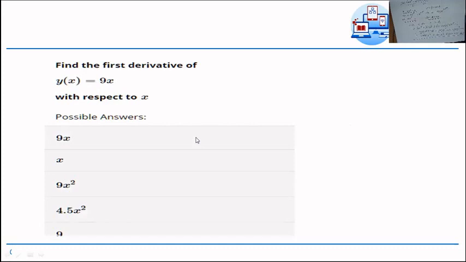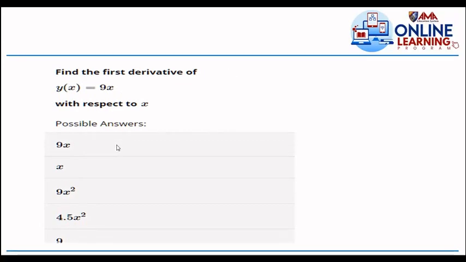Okay? We have your 5 exercises. This is your number 1. Okay? The first one is find the first derivative of y of x equal to 9x with respect to x. So these are the possible answers: 9x, x, 9x squared, 4.5, then 9. Okay? So I'm going to give you 1 minute, no? Pagisulat po yung answer natin sa chat box, either A, B, C, D, E. Ano po yung tamang sagot?